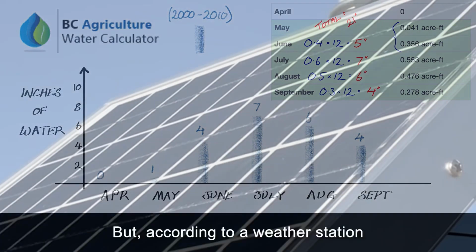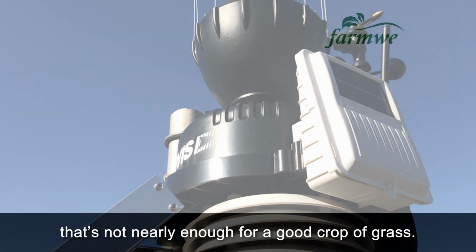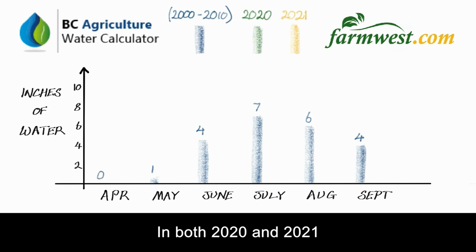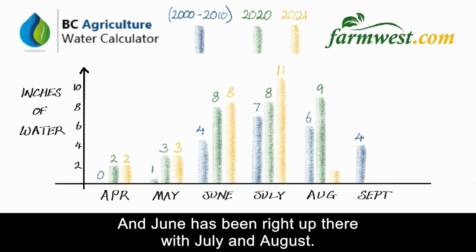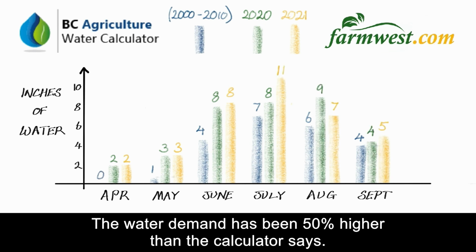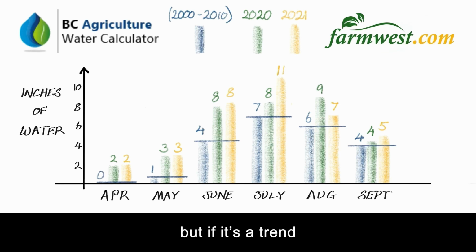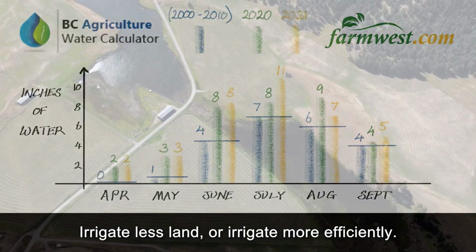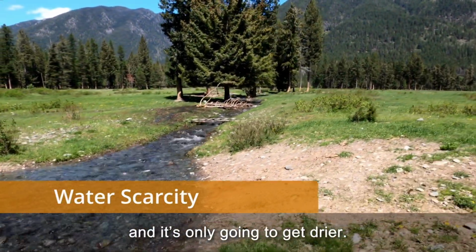But according to a weather station installed in Grand Forks 2 years ago, that's not nearly enough for a good crop of grass. In both 2020 and 2021, irrigation needed to start in April, and June has been right up there with July and August. The water demand has been 50% higher than the calculator says. Now, this is just a couple years of data. But if it's a trend, we really only have 2 options: irrigate less land or irrigate more efficiently. Water supplies are limited, and it's only going to get drier.